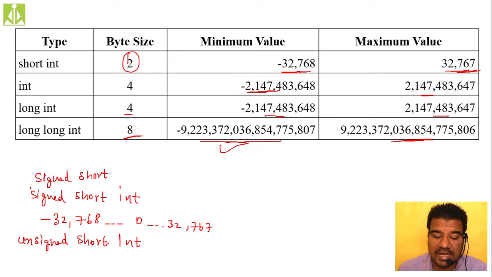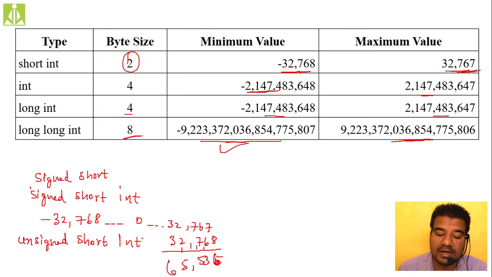But if it is unsigned, then what will happen? Simply add this 32,768. Then what will happen here? You will get 65,536, because 1 will get added automatically. For adding that one we have a big explanation, so I don't want to give it to you at this early stage.